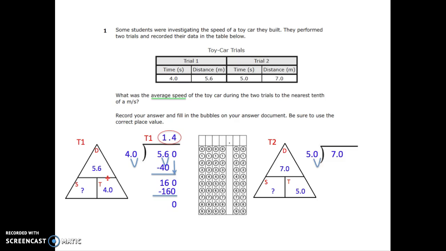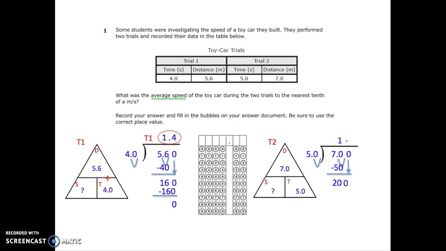We need to move those decimal places over. Now we have 70 divided by 50. How many times can 50 go into 70? Just once. 1 times 50 is 50. And 70 minus 50 leaves us with 20 left over. Now we need to bring that 0 down, which makes it 200.